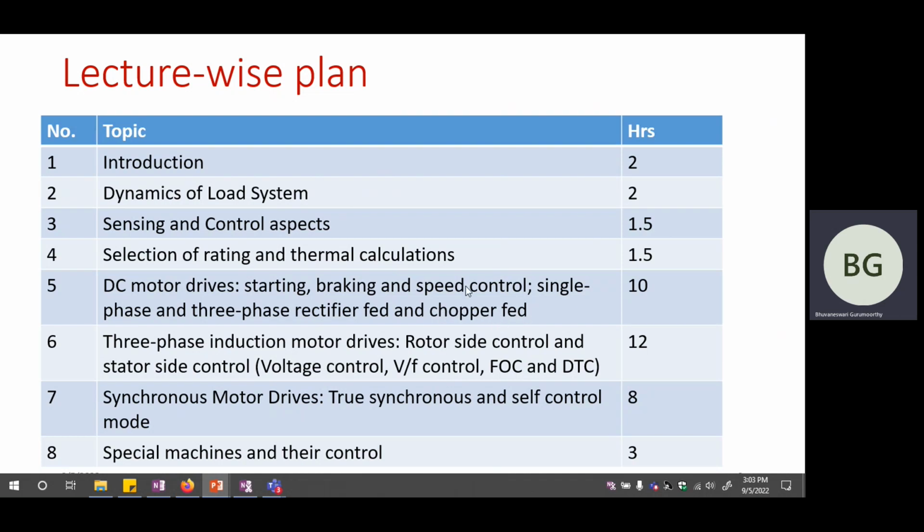So how the chopper is going to work, as well as how the chopper is going to go hand in hand with the DC motor and how the characteristics will be modified, will be discussed in topic number 5.